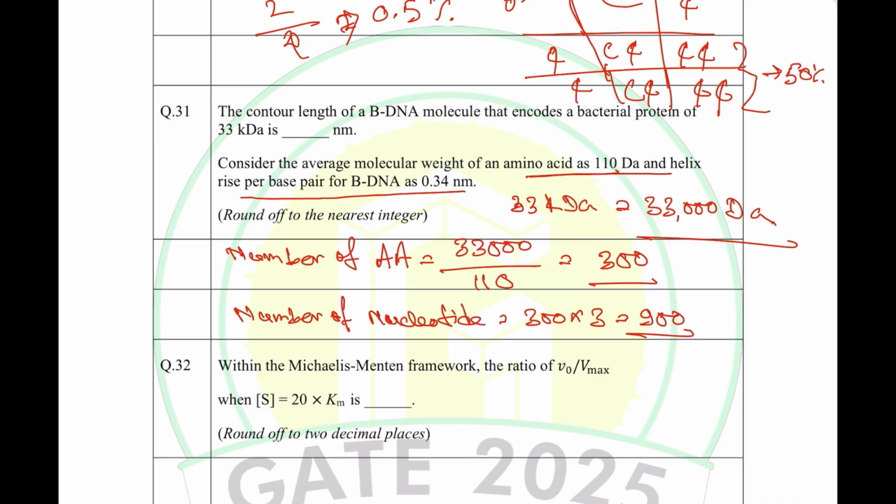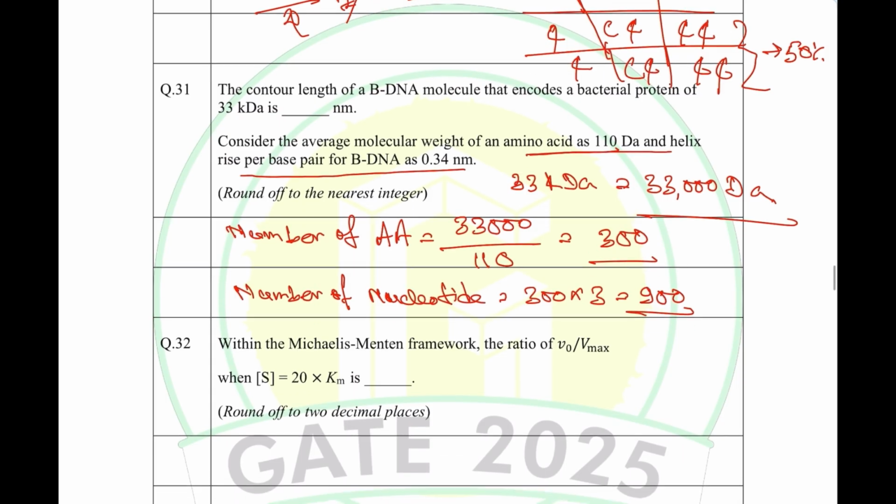So 900 nucleotides is the coding strand, and DNA is double stranded, but the contour length depends on the number of base pairs. So we use the number of nucleotides in one strand, like 900, which corresponds to 900 by 2, 450 base pairs. It's not basically right. Okay, so if we make it simple, each codon has 3 nucleotides.